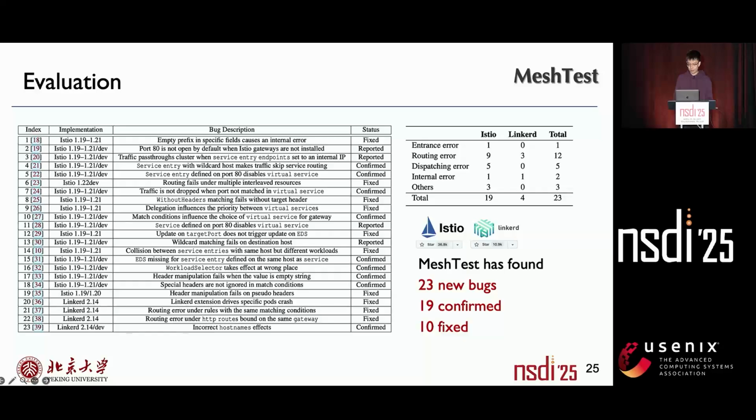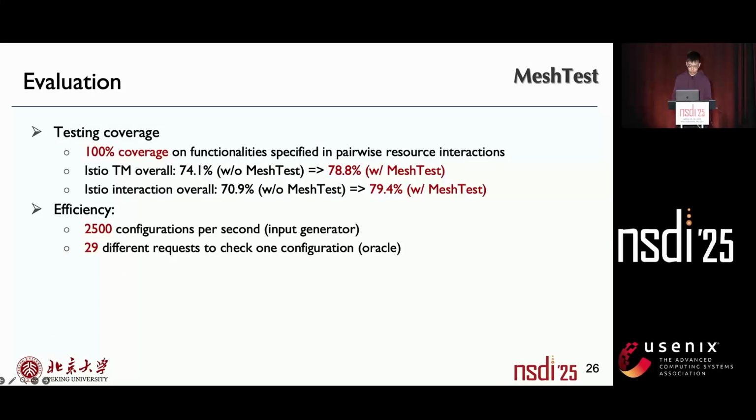We have found 23 new bugs. 19 have been confirmed and 10 have been fixed. We believe that MeshTest also works on other commercial and academic service mesh systems, such as App Mesh and Application-Defined Network. We evaluate the testing coverage and efficiency for MeshTest.